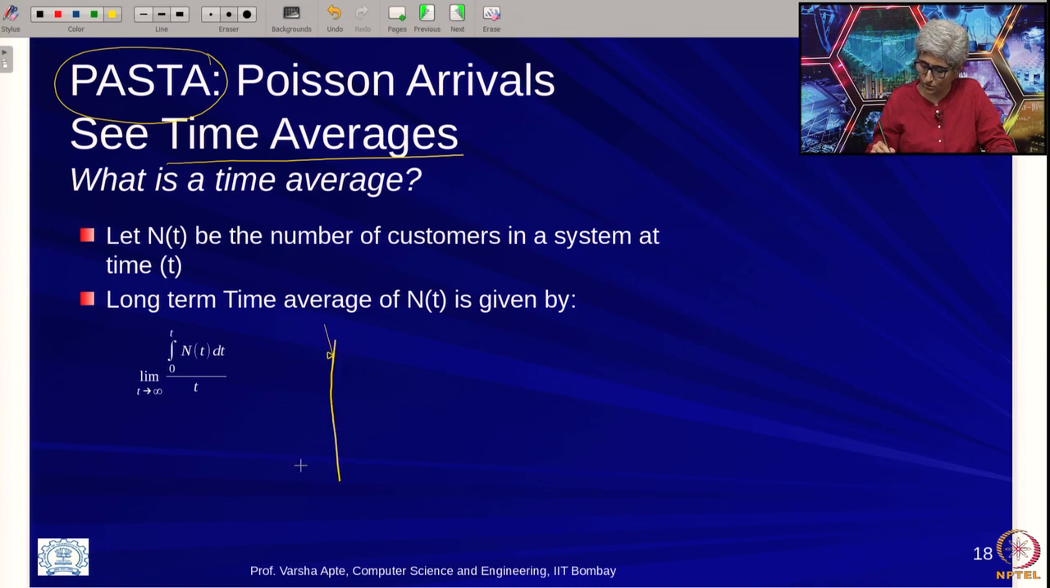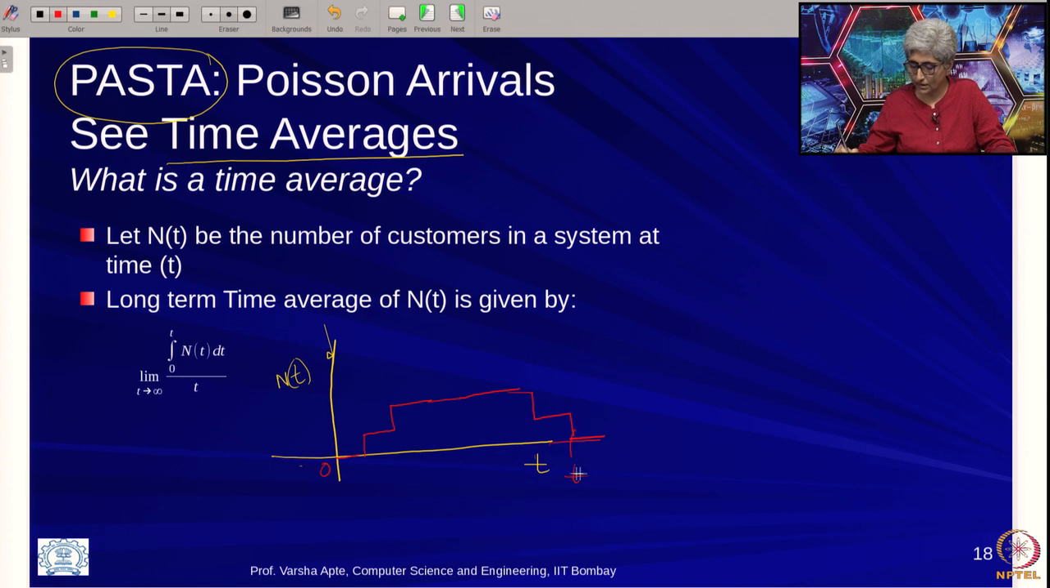Suppose this shows the graph of N(t) versus t. Let me use another color here. Suppose there was an arrival here, an arrival here, an arrival here, then maybe it stayed like this for some time, and there was a departure and then another departure here. Let us assume that this is the time frame that we are looking at, from 0 to t, the overall time frame.